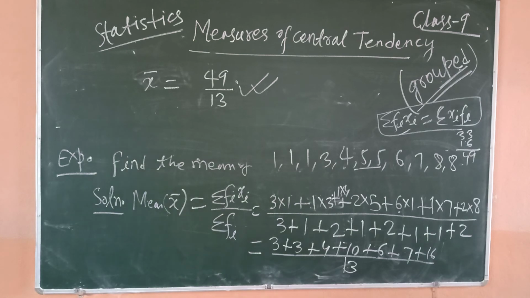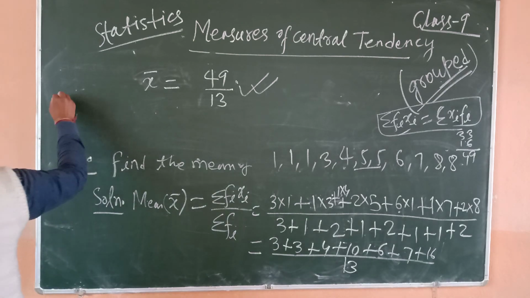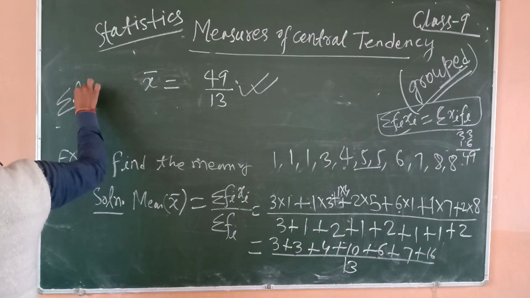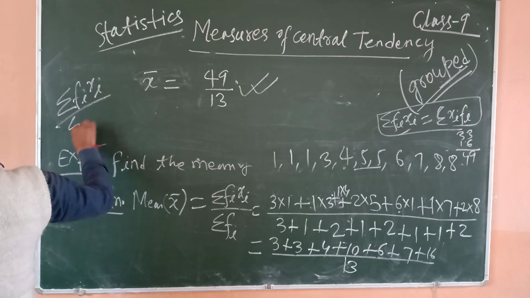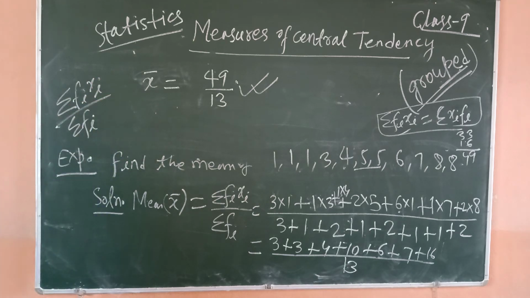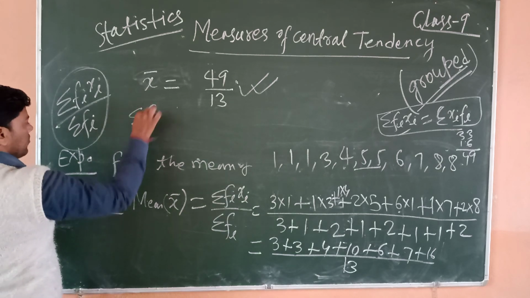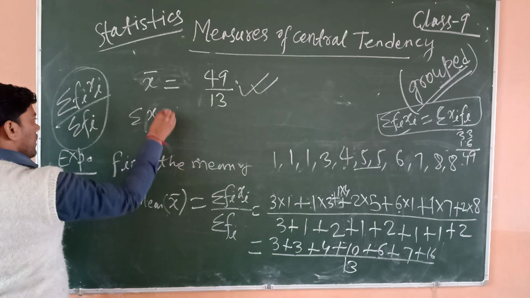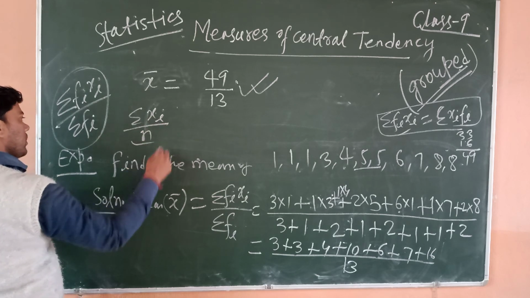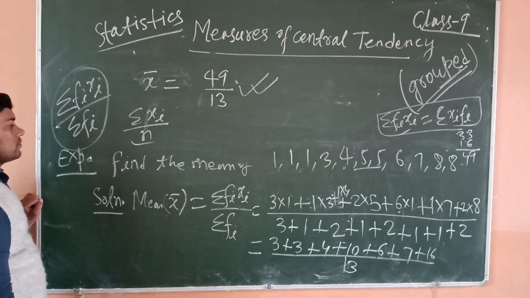So if frequencies are given, then use formula sigma fi xi by sigma fi. If frequencies are not given, then sigma xi upon n, total number of observations.